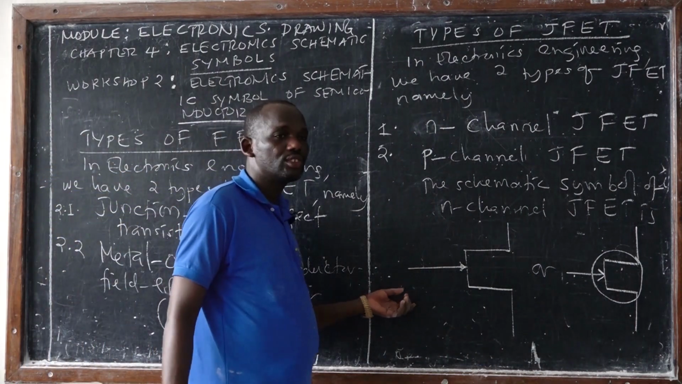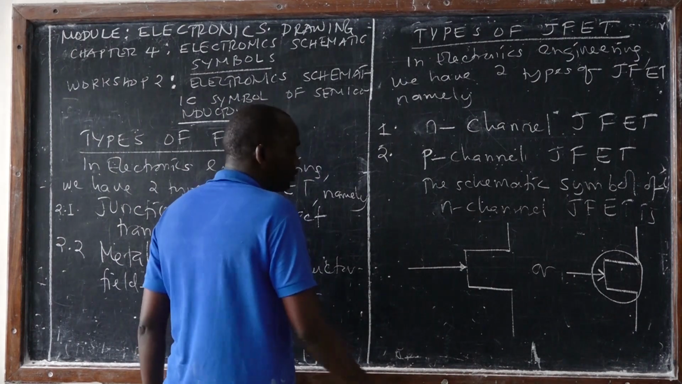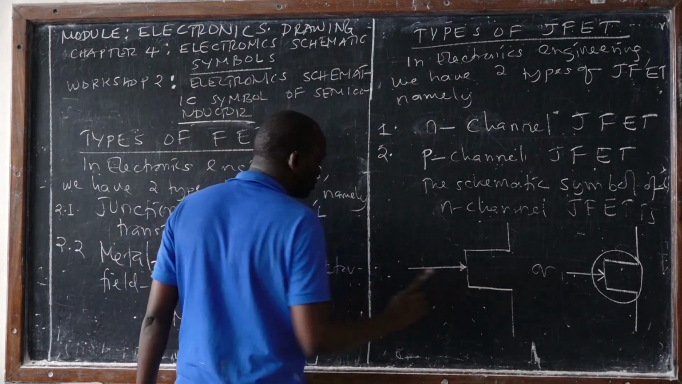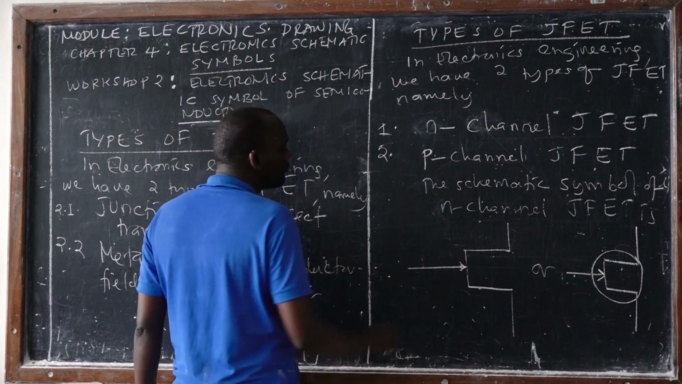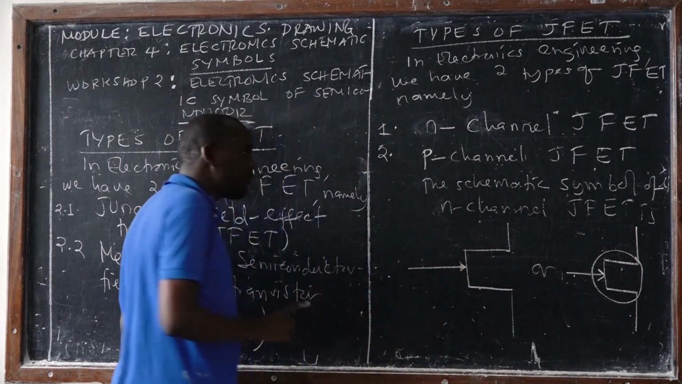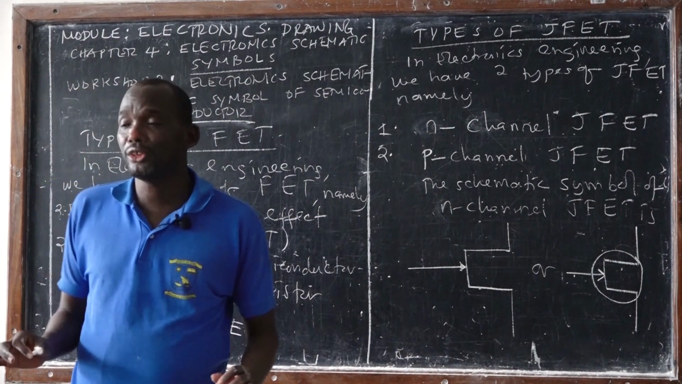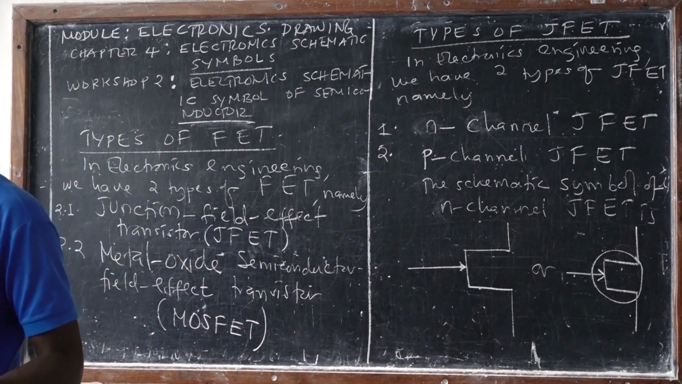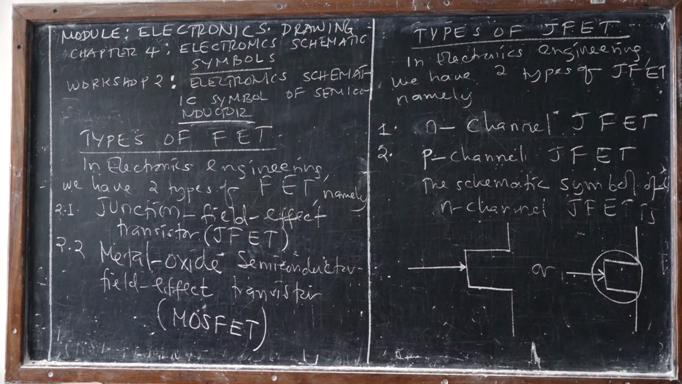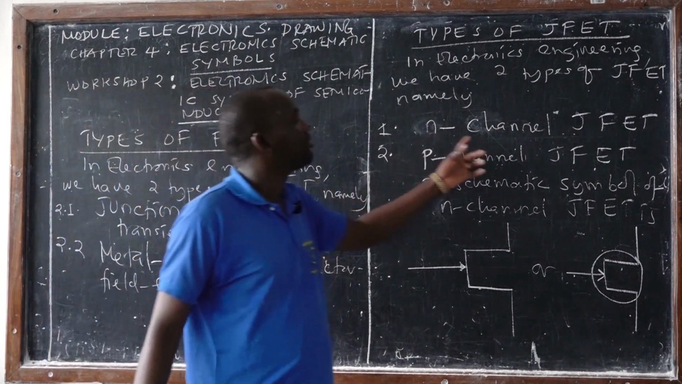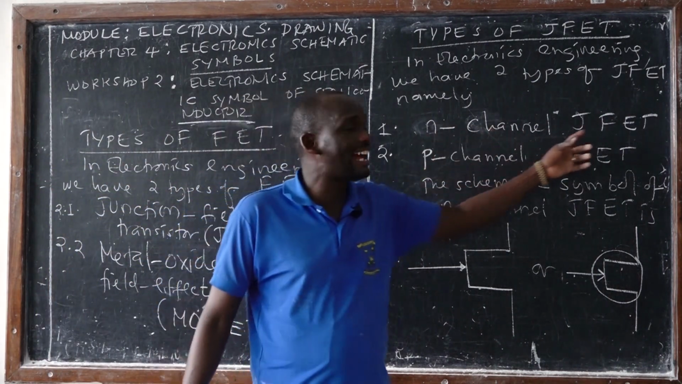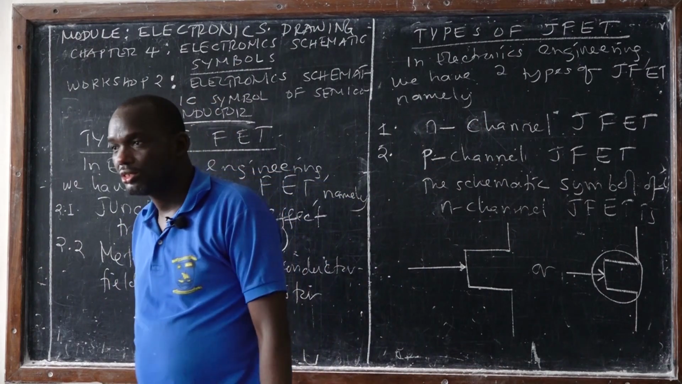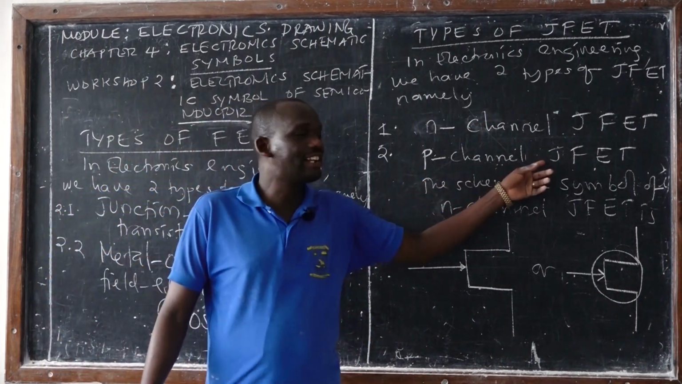Okay, stop writing, stop drawing. So this is the schematic symbol, either this one or this one. So listen. The JFET transistor has 3 terminals, just like a bipolar junction transistor. However, it allows the flow of electric current by using only one current carrier. For the N-channel junction field effect transistor, the majority carriers, or the current carriers, are electrons. For this one, the current carriers are what?